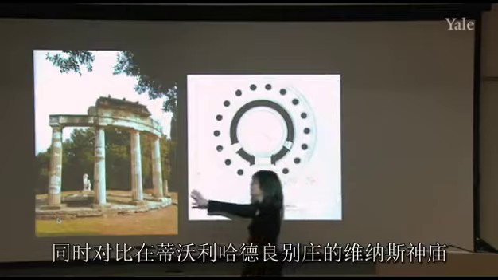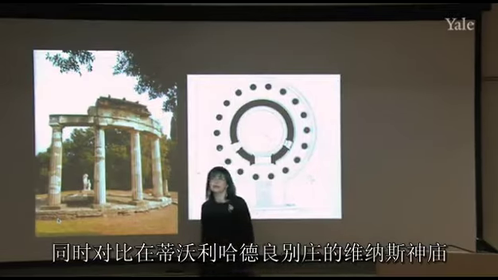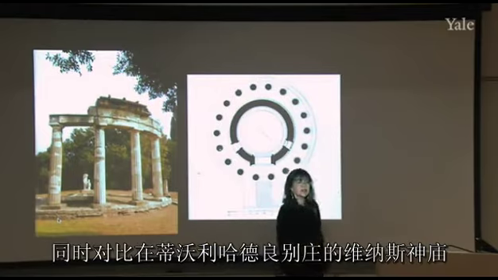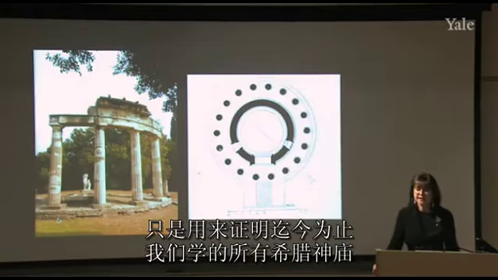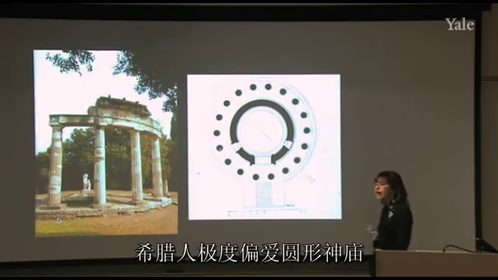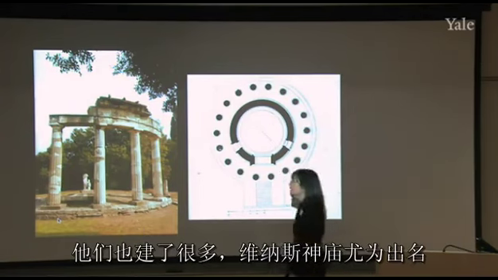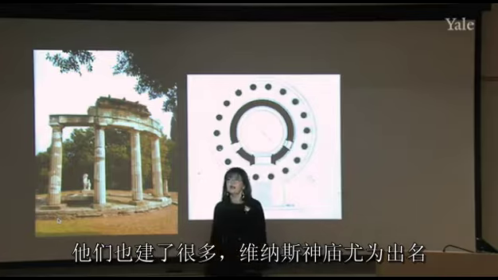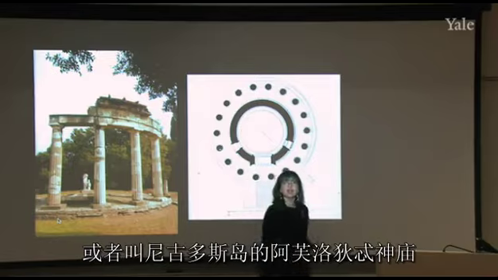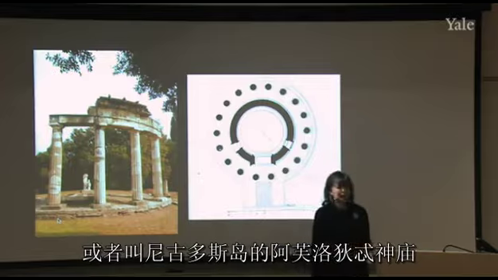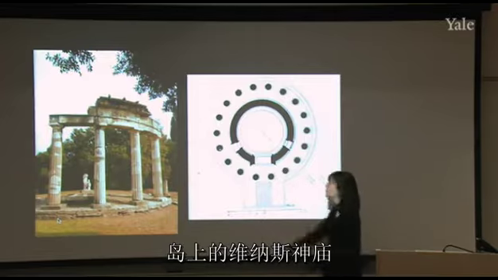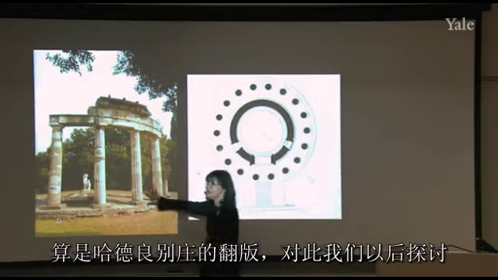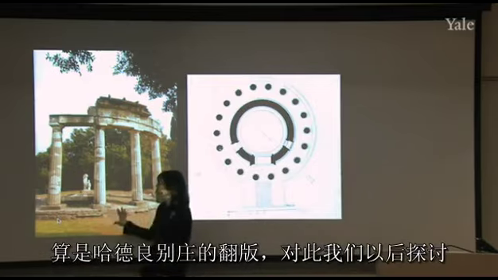And I also show you a view of the so-called Temple of Venus from Hadrian's Villa at Tivoli, just to make the point that this is as Greek as we've gotten thus far, in the sense that the Greeks really loved round temples. They built them a lot. There was a very famous temple of Venus, in their case Aphrodite, on the island of Knidos. And that Temple of Venus on the island of Knidos is the one that was duplicated by Hadrian for his villa, and we'll talk about this later in the semester.